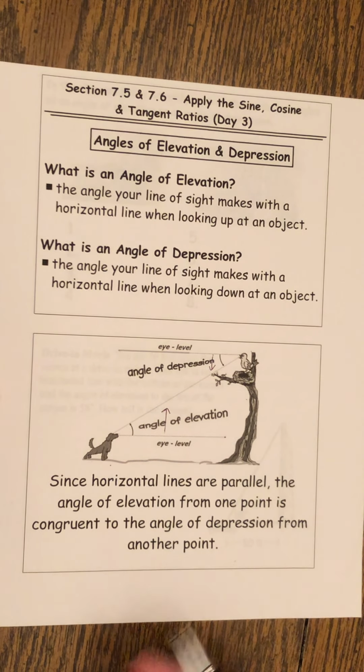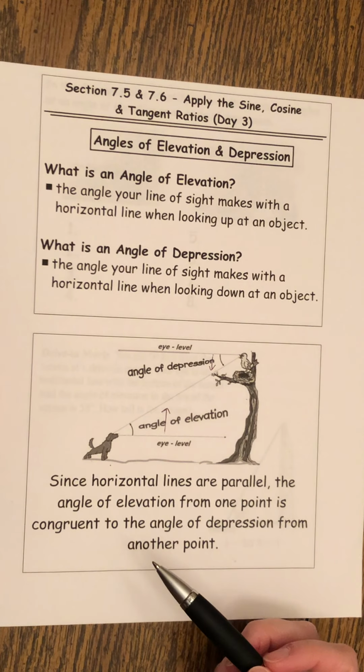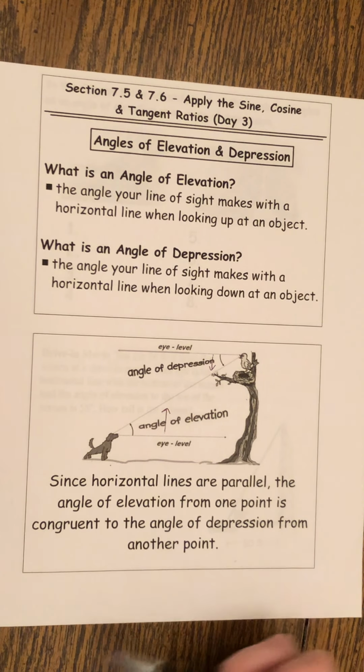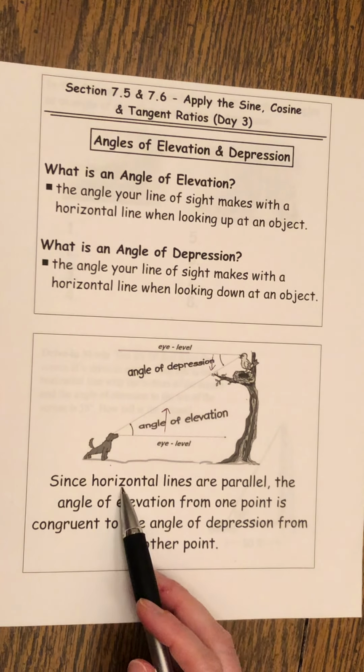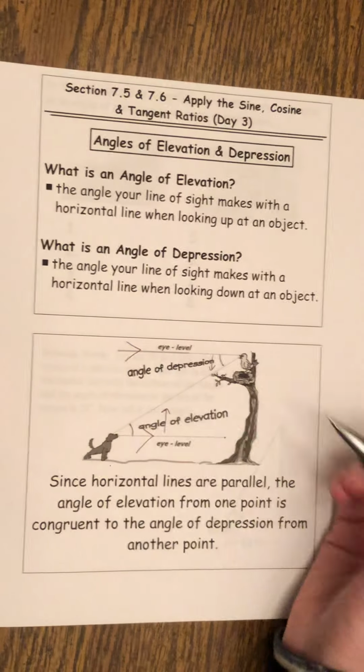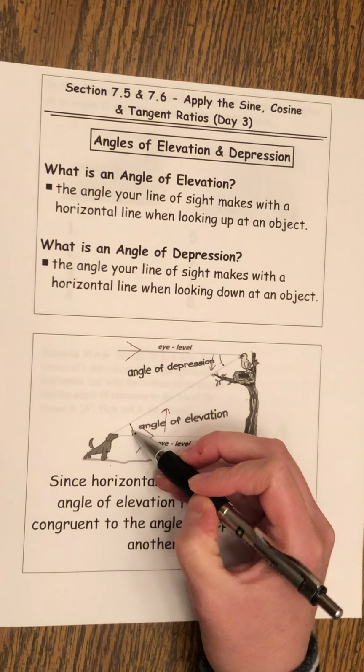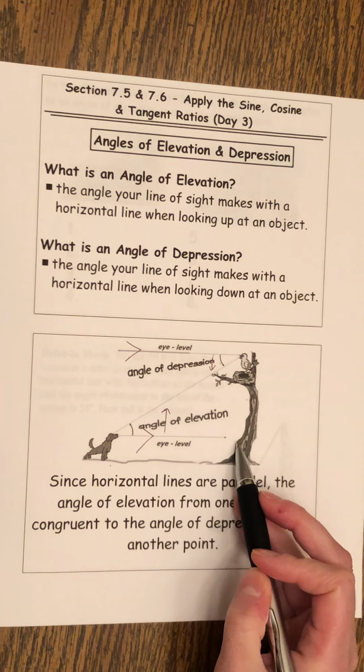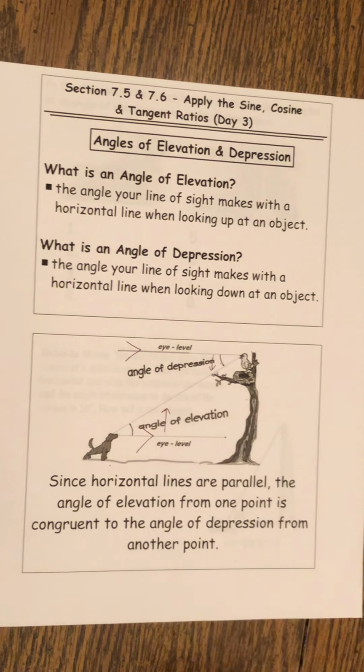So in the word problems we're going to be taking a look at, for some of them we're going to have to draw our own pictures. So again, you want to make sure that angles of elevation and depression are drawn and measured either up or down from a horizontal line. Since all horizontal lines are parallel, this angle and this angle, remember they form like this Z shape, would be congruent because they're alternate interior angles.